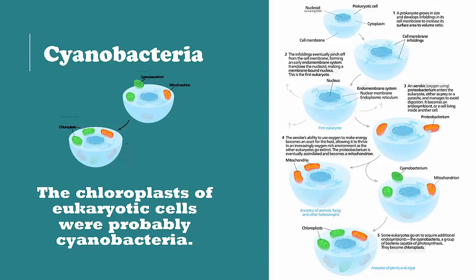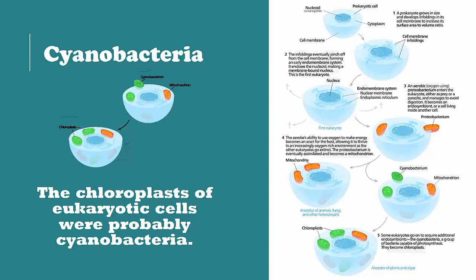Somehow, this bacterium avoids digestion and becomes endosymbiotic. It ends up becoming a cell living inside of another cell. This aerobe's ability to use oxygen to make energy becomes an asset for the host cell. So the host cell allows it to thrive in an increasingly oxygen-rich environment as the other eukaryotes go extinct. The proteobacterium is eventually assimilated and becomes what we now know of as our mitochondria.